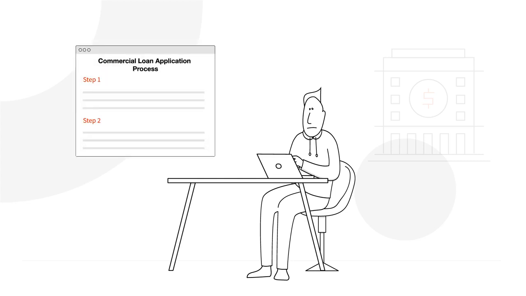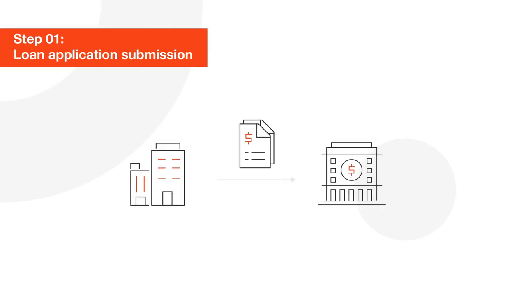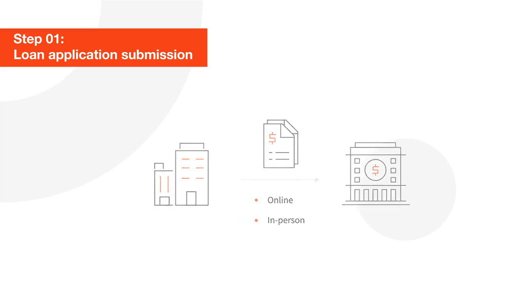Then Taylor proceeds to list down the steps involved in the process. Here's what they come up with. As step 1, businesses submit their commercial loan applications through an online platform or in person at a financial institution. The initial screening of the application is the next step.